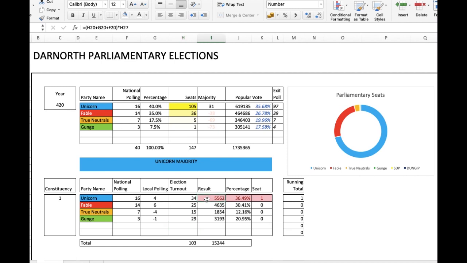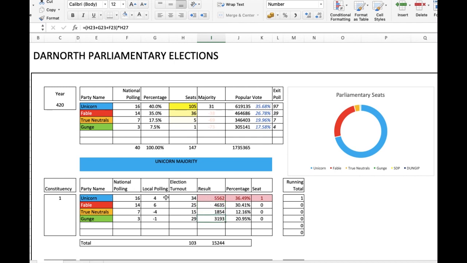The result is national polling plus local polling plus election turnout, multiplied by the sum of all of these. That multiplication is just for aesthetic reasons, just to make it look like a more normal number, rather than this being 50-something votes otherwise, and that would make the constituencies seem really small in the fiction. So this is just to aesthetically make it look bigger.